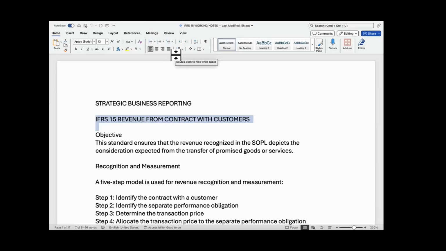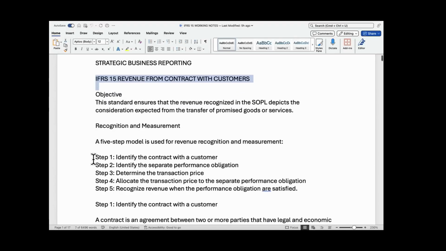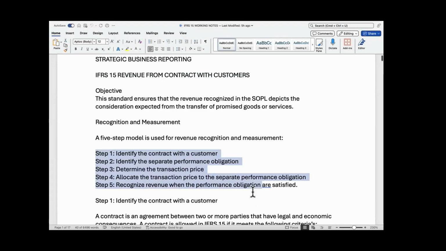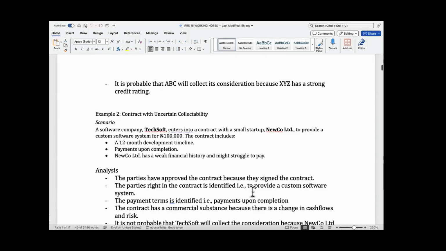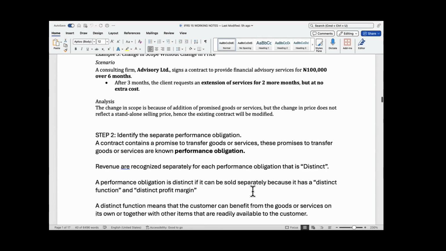Everything you are learning is towards ensuring that the amount you recognize as revenue depicts the consideration expected from the transfer of goods or services. We looked through the 5-step model for revenue recognition, that before you can recognize revenue, these 5 steps must be present. And it took us almost 2 classes to critically look at all of it. Now it's your duty to listen to the video, revise, and make IFRS 15 part of you.